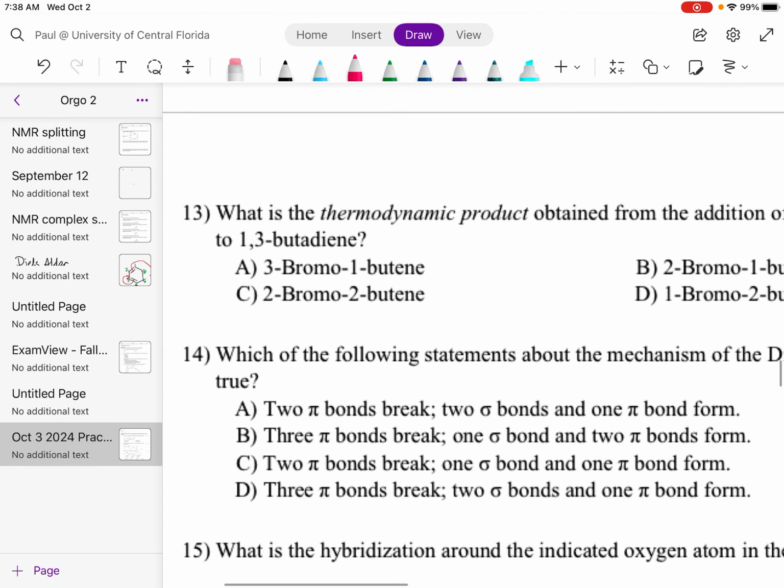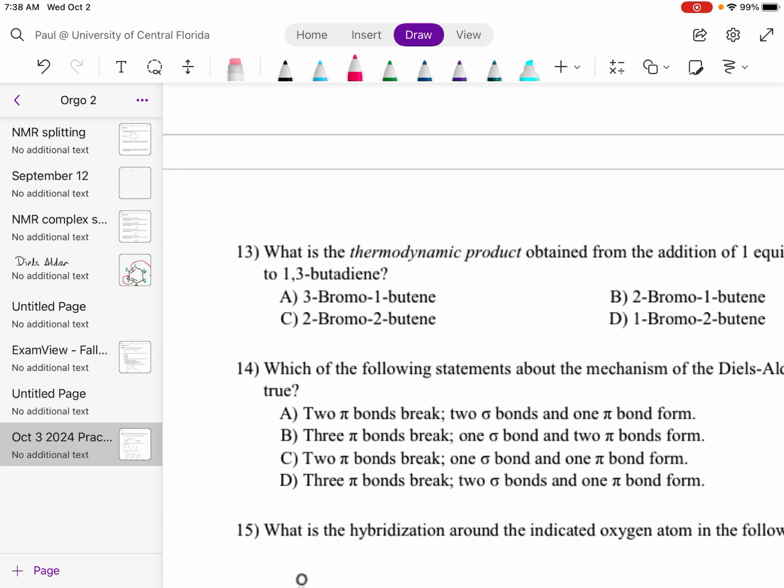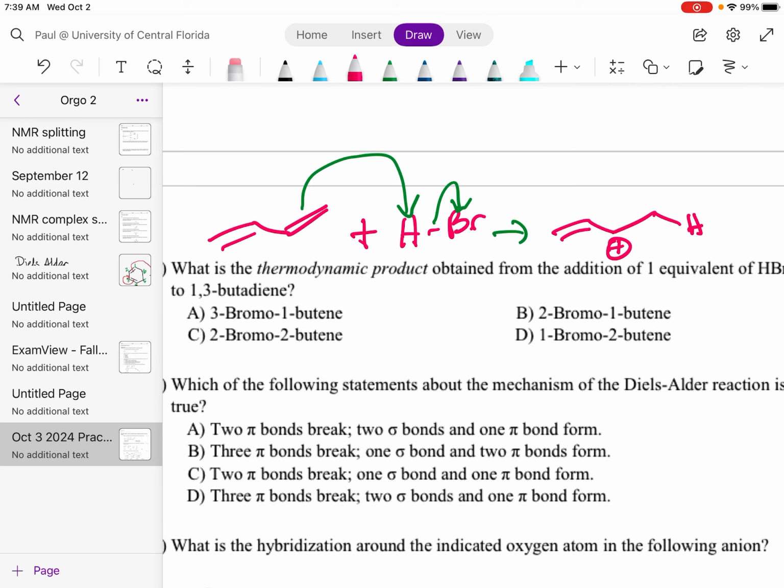Question 13. What is the thermodynamic product obtained from the addition of one equivalent of HBr to 1,3-butadiene? So you need to draw 1,3-butadiene right there, and then it says to do what? Take one equivalent of HBr. So we have to do the mechanism. That's going to give us, where are we going to add that hydrogen? Well, we want to add it in this manner because now we are going to get a secondary allylic intermediate.